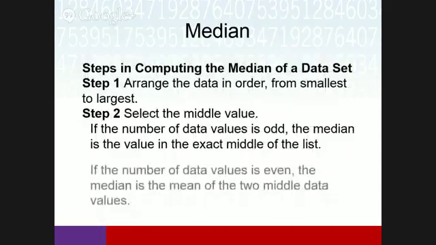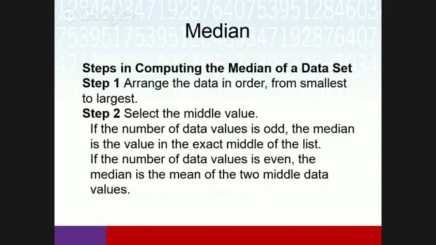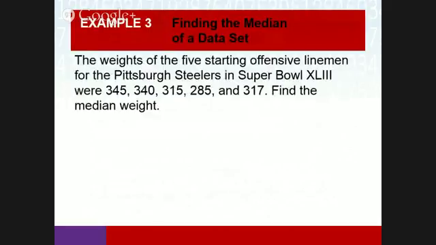Median, we talked about an odd amount of data points or even amount of data points, and how to go about this. This is an example of the 5 starting offensive linemen's weights for the Pittsburgh Steelers in the Super Bowl. So I have 5 different weights, and I want to find the median weight. The first step is to write it from smallest to largest. So we have 228, 285, 315, 317, 340 and 345. And I'm looking for the middle one. 317.